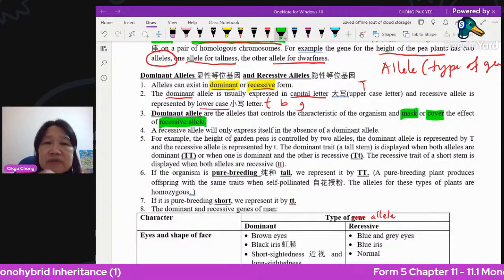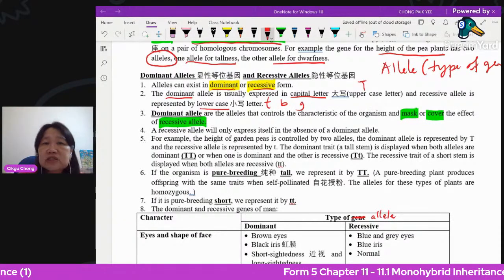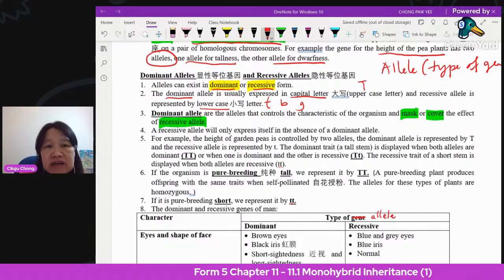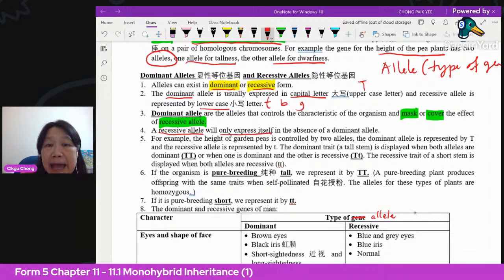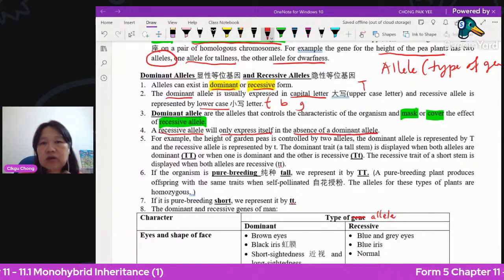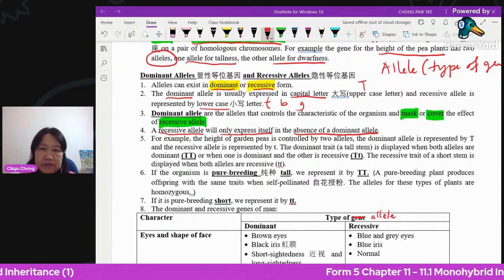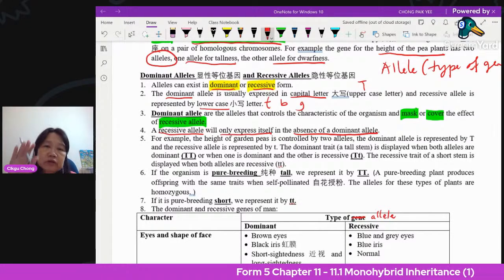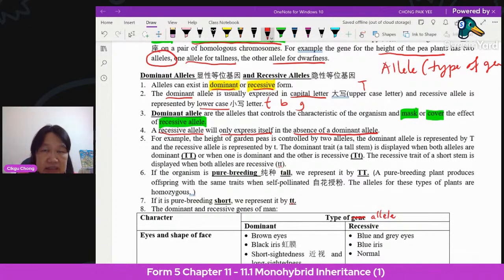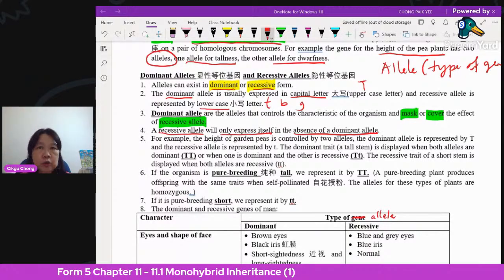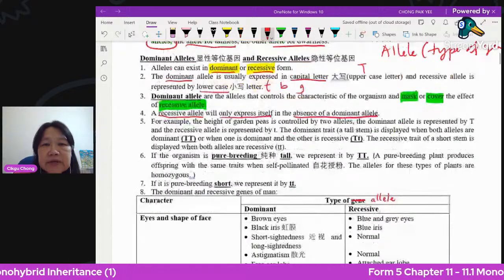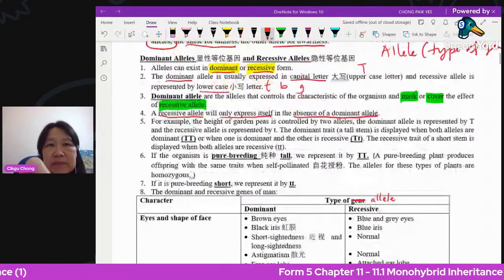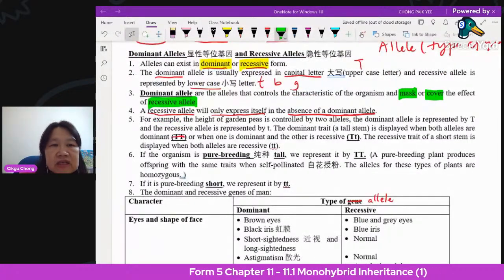Then what about recessive? How will recessive show its trait or express itself? The recessive allele will only express itself in the absence of the dominant allele. When the dominant is not there, for example, when you have two of the recessive, then only it will show the recessive trait. So here, for example, you have capital T, capital T. This one will definitely be dominant. Of course, you have two dominant.